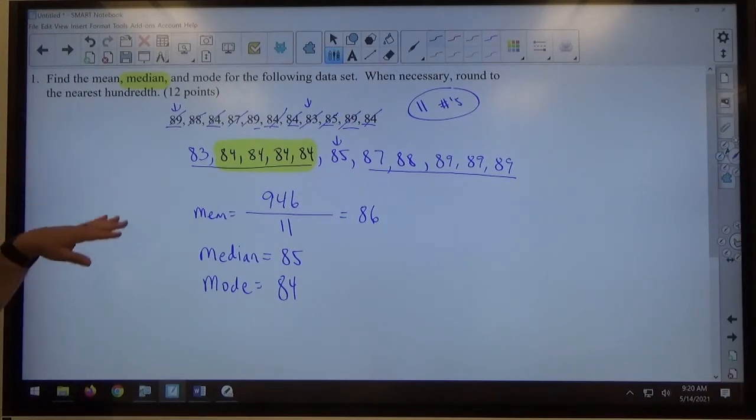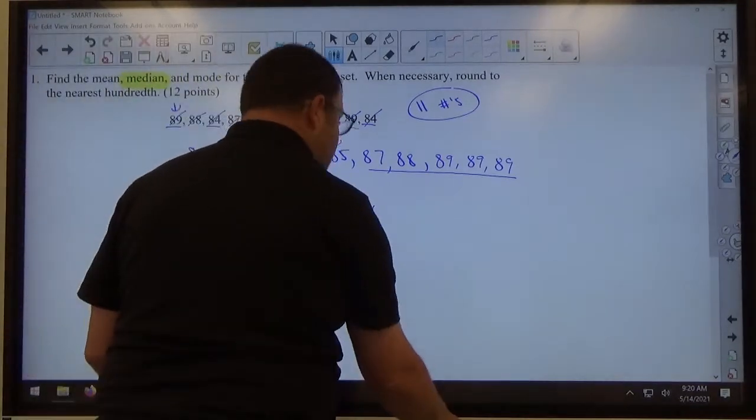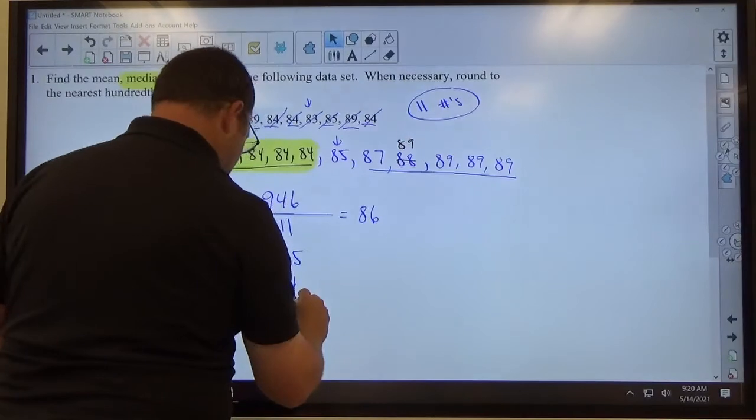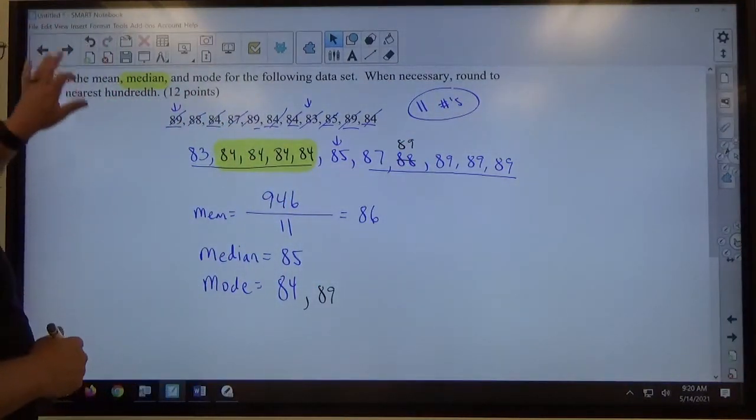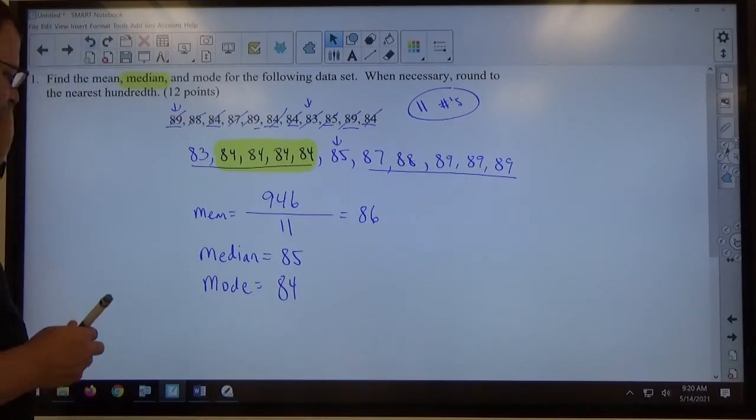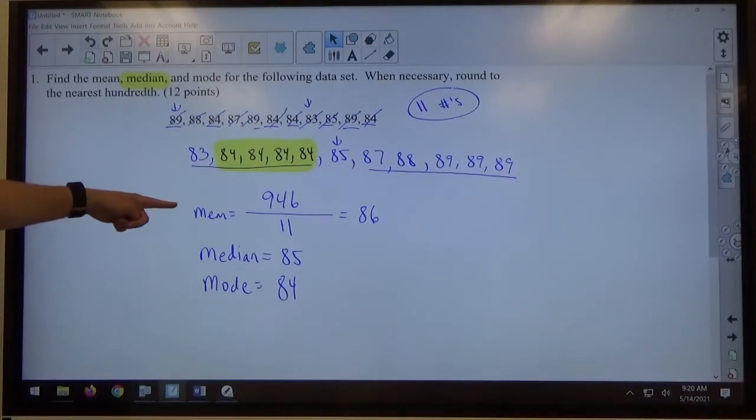I don't think either one of those scenarios happens on this study guide, but I wouldn't feel bad about putting them on the actual test. So let's just pretend, what if there was another 89 here? Now 84 and 89 are both the mode. And again, if every number happens once, nothing happens more than anything else, there is no mode. That's a possibility as well. For the particular problem I gave you, 86 is the mean, 85 is the median, 84 is the mode.